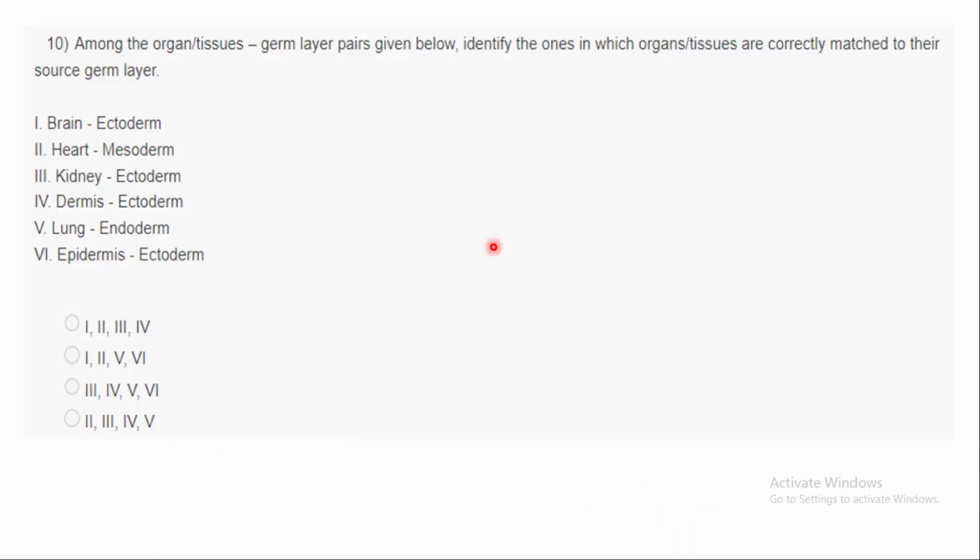Now, coming to the last question of this problem solving session. This is also a match the following true false statement question. Among the organ tissues, germ layer pairs given below, identify the ones in which organ tissues are correctly matched to their source germ layer. So we just have to identify which organ is derived from which source germ layer, whichever is correctly matched.